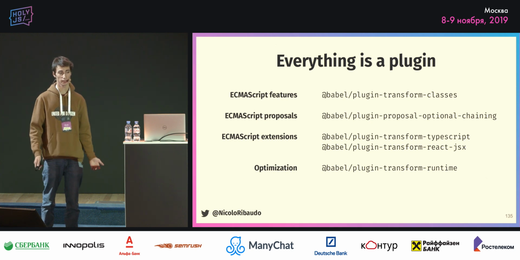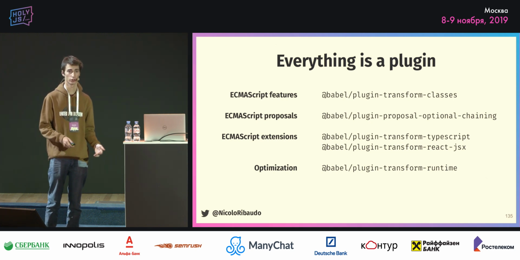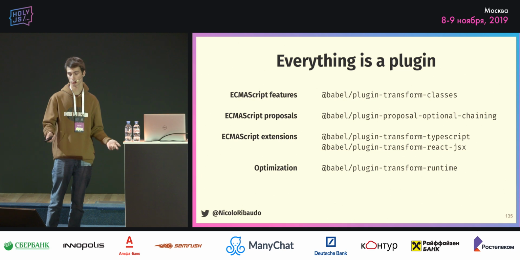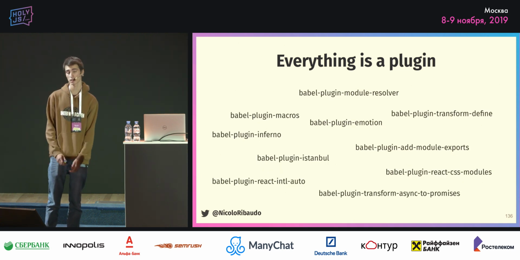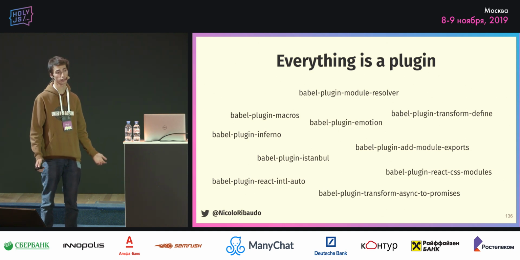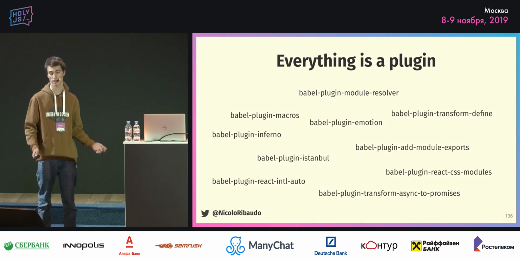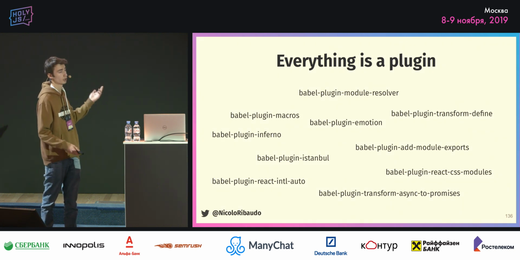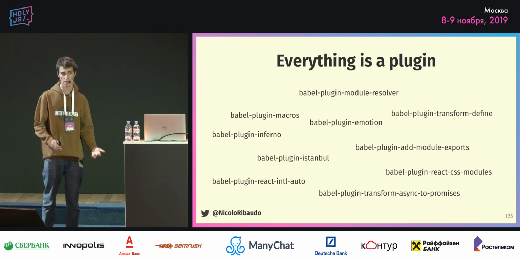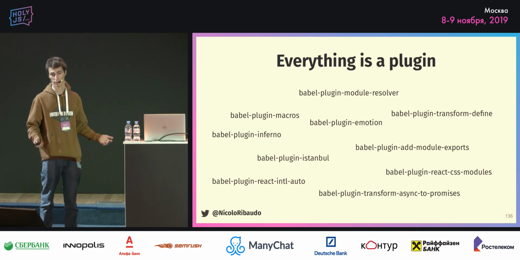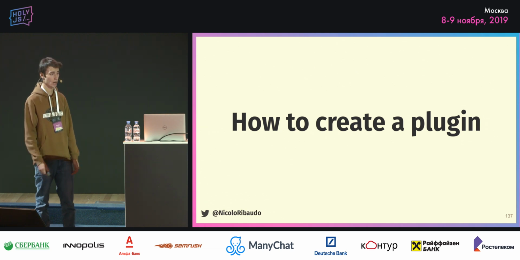And we also have a plugin whose goal is to make your bundles smaller, which is babel-plugin-transform-runtime. There are many other plugins published by the community, and usually they start with babel-plugin, so you can easily recognize them. Here are just some popular plugins, but there are many more. And often companies have their own internal plugins. How do we create them?